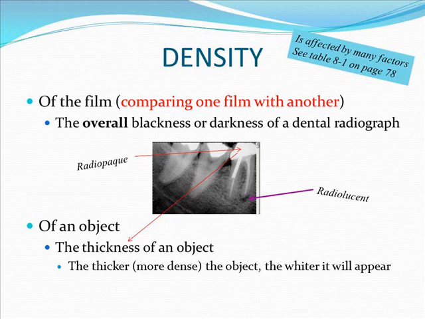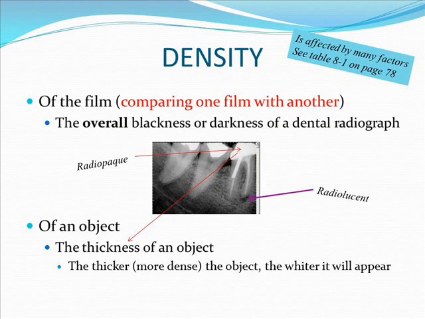Now, the other way we talk about density in relation to X-ray is the density of an object. The thicker an object is, like in this picture here where we have a crown on the tooth and a post and a root canal, the radiation cannot go through it. So the thicker or more dense the object is, the less radiation goes through, and that's going to appear whiter, more white in color.